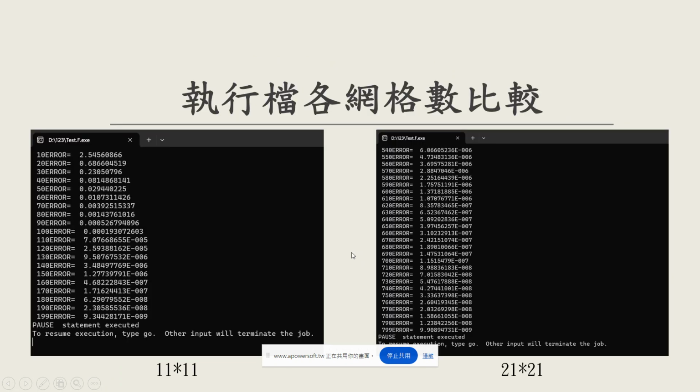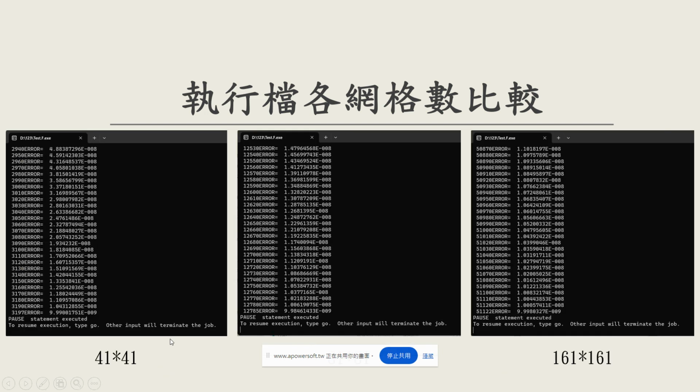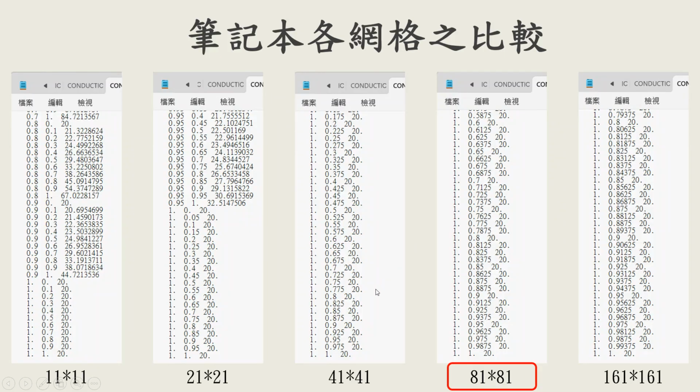These two figures are respectively the result of opening the executable file with a grid number of 1111 and 2222. The circles in red are their respective iteration numbers. These three pictures compare the values from opening the executable file for each grid number, and these are the values from opening the notebook to compare each grid number after comparing with previous values.